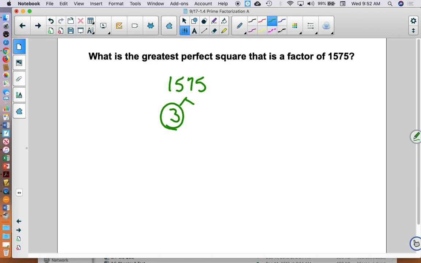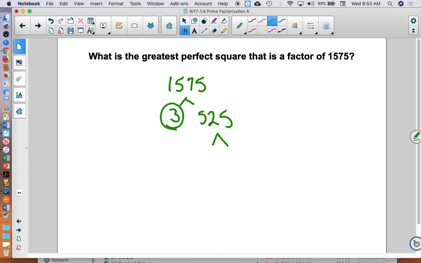Now, 3 goes into 15 5 times. 3 goes into 7 twice, and 3 will go, is that right? Yes. And then 3 goes into 15 another 5 times. Do we agree? Yes. Okay. It's not prime, so I'm going to keep going.